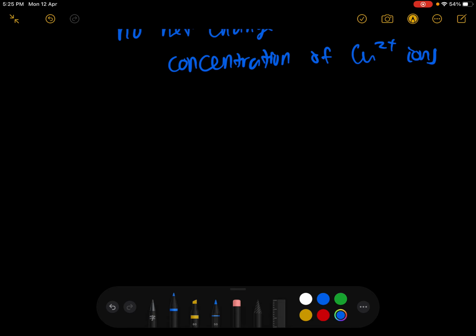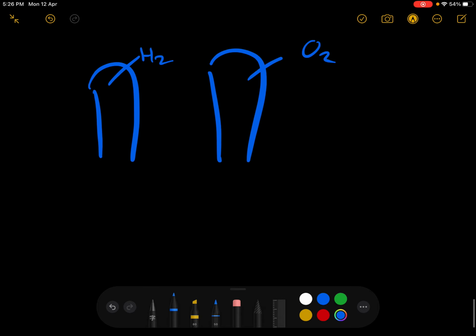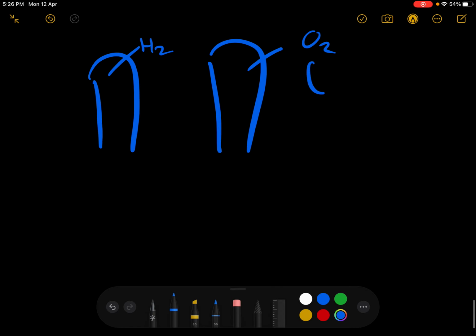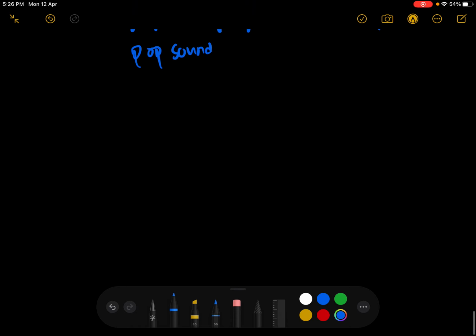Then there are a few gas characteristics that you have to know. For example, if you are collecting two gases, here hydrogen gas and here oxygen gas, remember what you learned in Junior 3. Oxygen gas rekindles a glowing splint, and hydrogen gives the pop sound. That's how you test for the presence of oxygen gas and hydrogen gas.